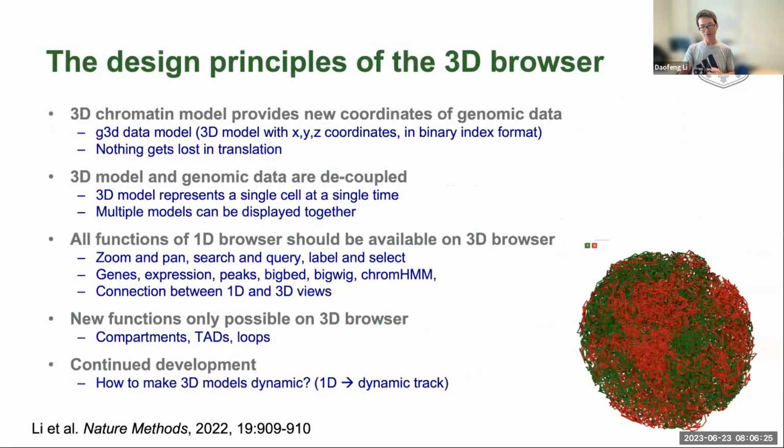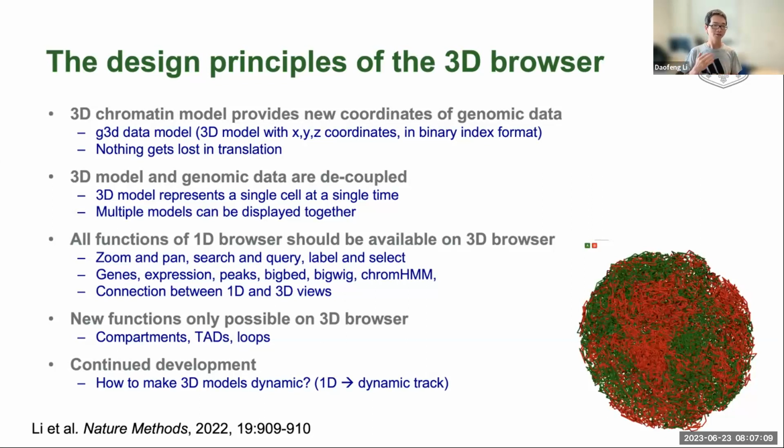The first thing I'll talk about is the 3D browser, and here are the design principles for the 3D browser. Since a 3D coordinate model provides new coordinates for the genomic data, we designed a file format called the G3D data model, which I'll talk about more in the next slides. Basically, a 3D model with XYZ coordinates is in a binary index format. The 3D model and the genomic data are decoupled, which means the 3D model just represents one single cell state at a single time. So we can display multiple models together in the browser.